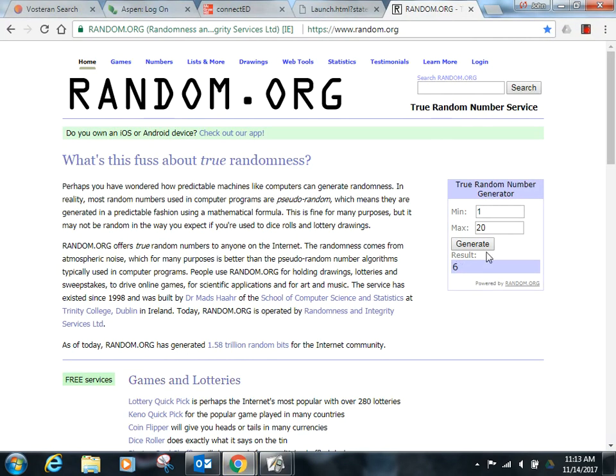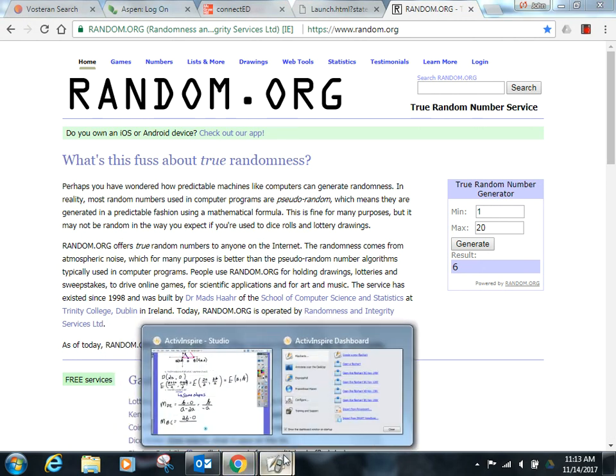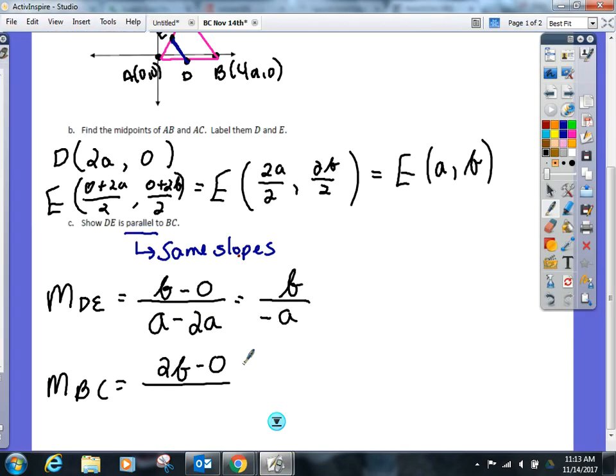Now for the x coordinates, 6. What am I going to put here now? 2a minus 4a. Thank you. A little bit more work here. 2b minus 0, 2b. 2a minus the 4a. They're not the same. They're not the same. So how can they be parallel?